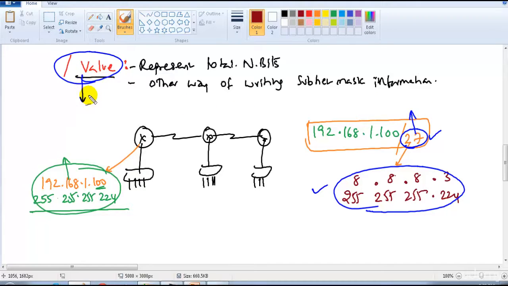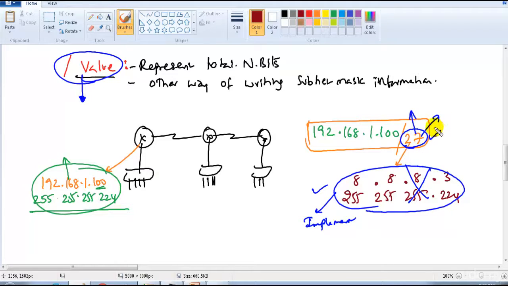In the scenario diagrams, in the examinations, when any scenario is given to you, you will be representing the subnet mask in this format rather than in this format. But when it comes to implementation, we write in this format. This is how we implement it on a computer, router, any device. But in the documentation you will see this format.